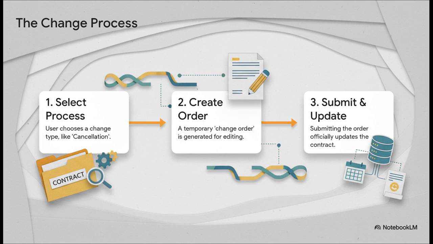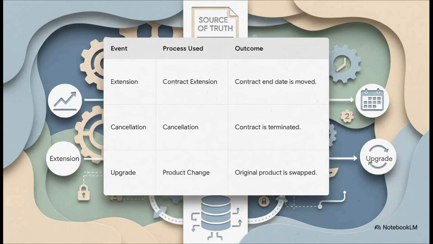And the beauty of this is its consistency. It doesn't matter what you're doing, canceling, upgrading, whatever, the framework is always the same. You select the process, you create a temporary change order to make your edits, and you submit it to make the update official. It's a standardized, error-proof approach. And here are the most common events you'd see. If you want to extend a contract, you use the contract extension process. Need to cancel? There's a cancellation process. Want to swap one product for another? That's a product change. Each one is handled with the same precision as the original sale.